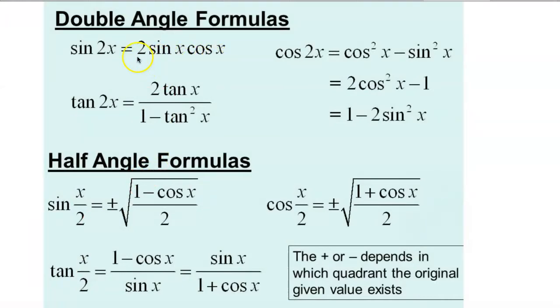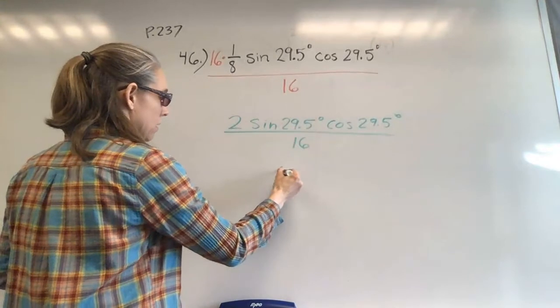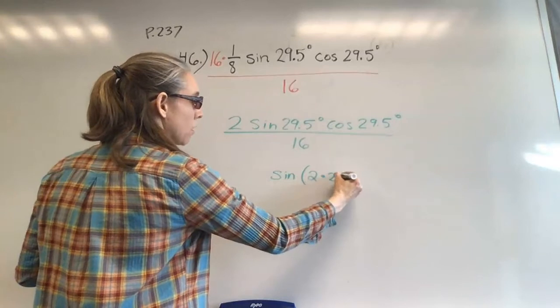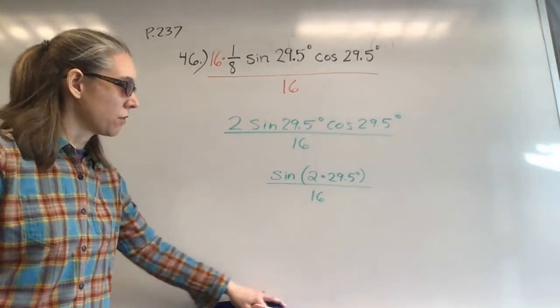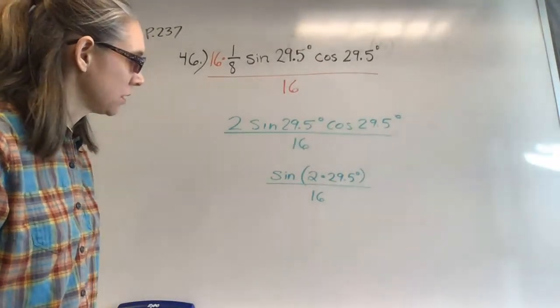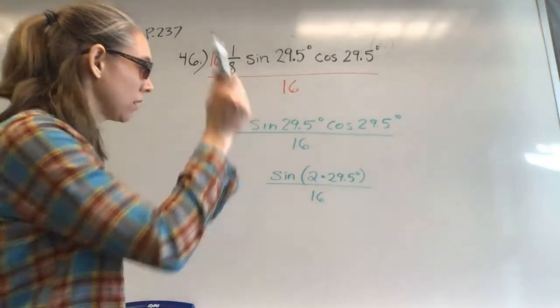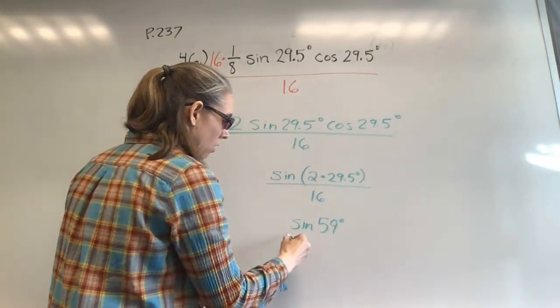So now I can replace 2 sine 29.5 cosine 29.5 with sine of 2 times 29.5. So I replace the numerator now with sine of 2 times 29.5 degrees. And that then, of course, is what? 69? No, 59. Right. It's 30 and 30 is 60, so 59. So this is now the sine of 59 degrees all over 16.